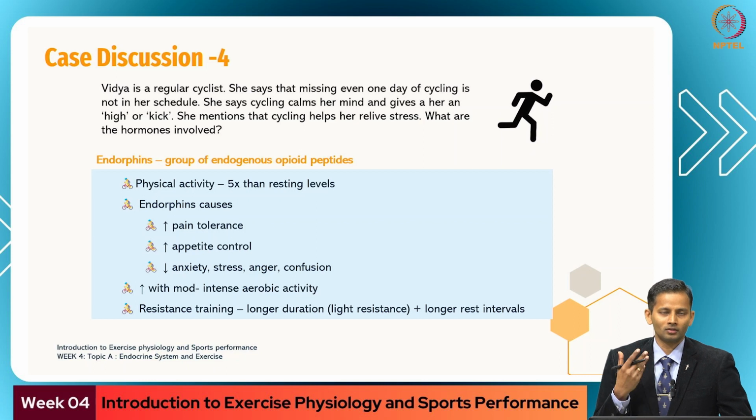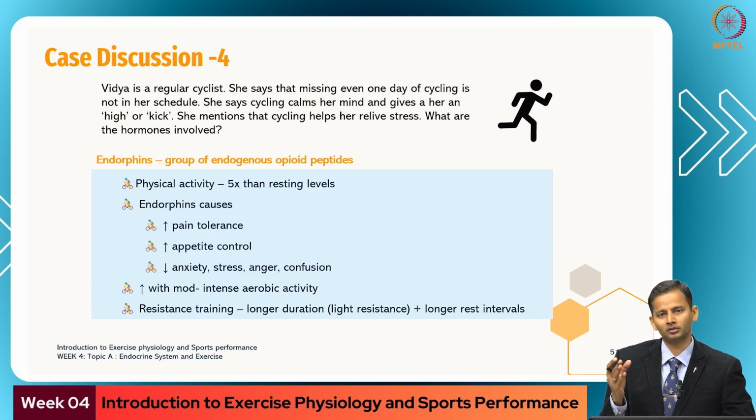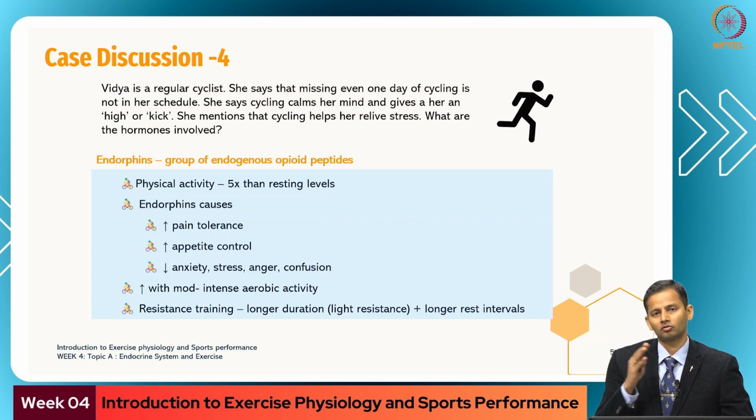Further, it is found to increase in a moderate level of intense aerobic activity, and when you do resistance training for a longer duration with a light resistance, I mean to say the resistance will be around 40 to 60 percent of weight resistance, performed over a longer duration with long rest intervals. So this almost turns out to be a circuit training kind of thing, which almost triggers aerobic metabolism as well. Such activity is found to increase the release of endorphins.